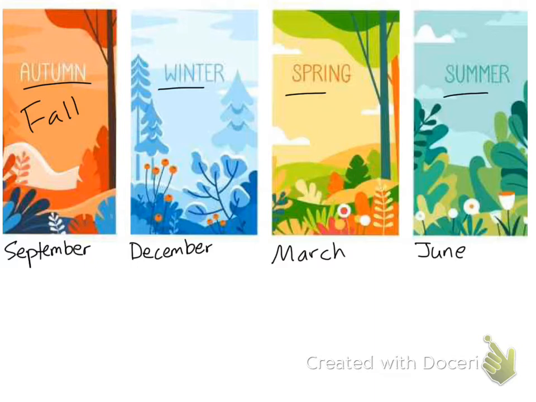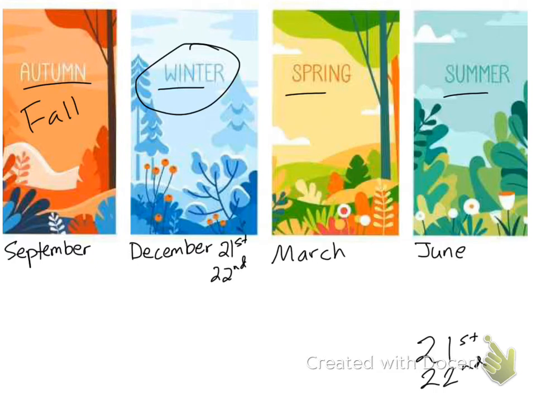Okay. So each season starts at a certain date. And it's usually the 21st or 22nd of a certain month. So what season do you think begins with December 21st or 22nd and ends with March? Well, winter starts on December 21st or 22nd, depending on the year, and it ends on March 21st or 22nd. Because once March 21st comes, we consider that to be spring.